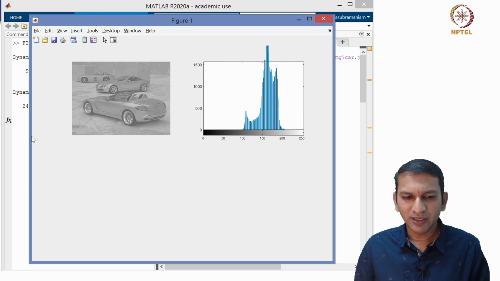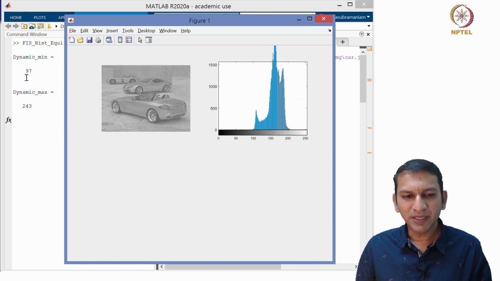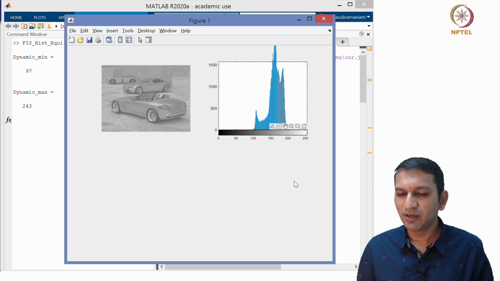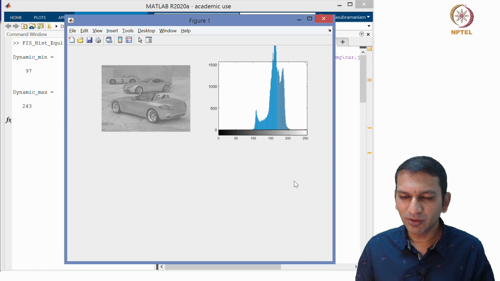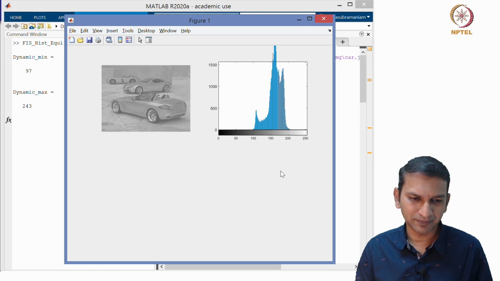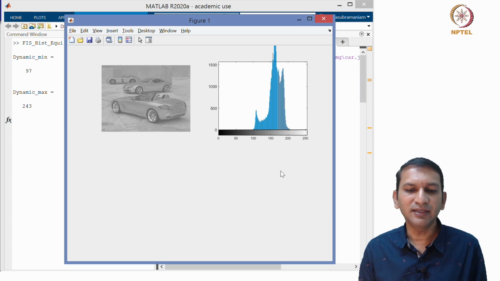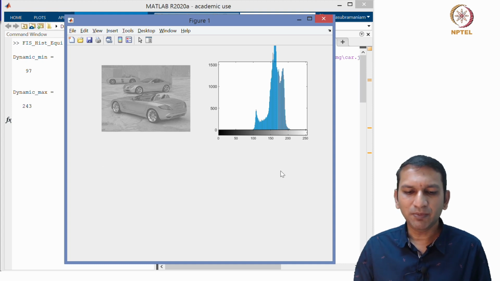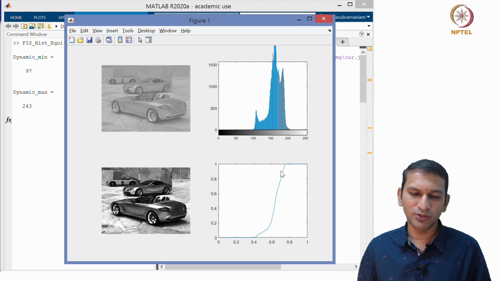Now, before that, notice here that the dynamic min and dynamic max of this histogram of pixel intensities is essentially 97 and 243. Looking at the figure, we see that essentially it is around 200 or so, but there are also some pixels taking the value 243. So this is the data that we have got from the histogram of pixel intensities. Now let's apply the histogram equalization on this image.